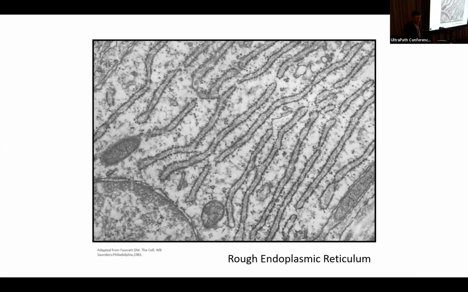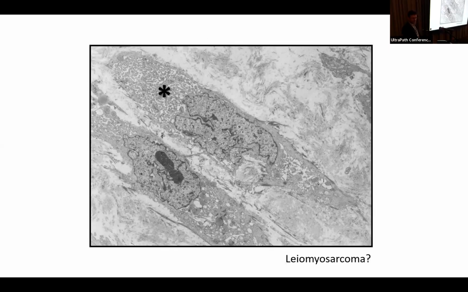The rough endoplasmic reticulum, site of protein manufacture. So cells that make a lot of protein can be expected to exhibit prominent rough endoplasmic reticulum, which at times can be useful diagnostically. Here, for example, this is a tumor that, based on H&E morphology and the immunohistochemistry findings, was identified as being a leiomyosarcoma in a young child.